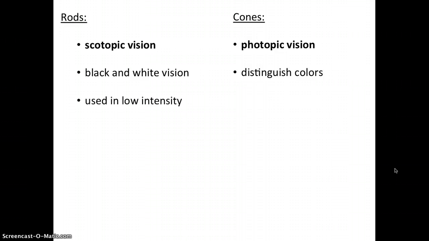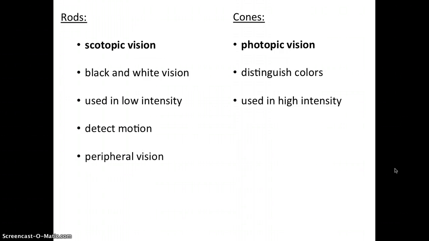Rods are used when the light is not very bright, low intensity. Cones are used when it's really bright, high intensity light. Rods detect motion, and they also are responsible for peripheral vision, whereas cones are responsible for seeing fine details, which we call visual acuity.